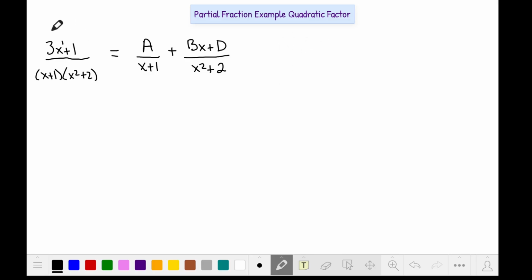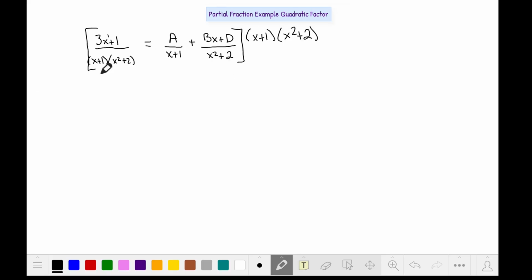So what do we do next? We multiply both sides, like before, by the term at the bottom. Multiply in, and what will we get?